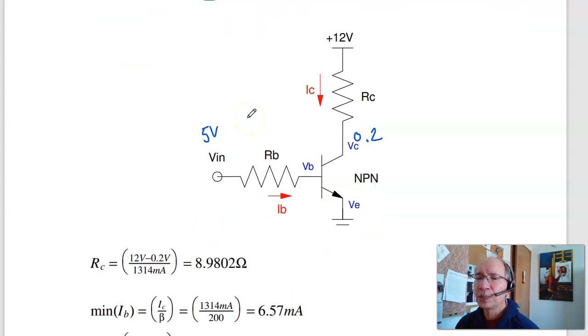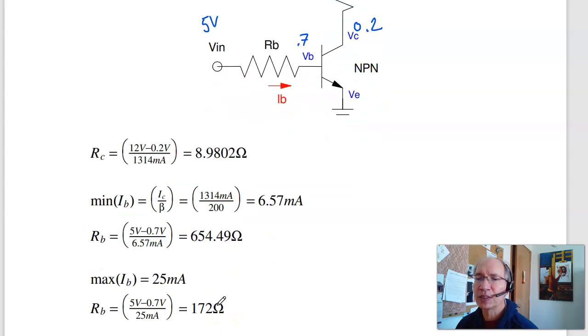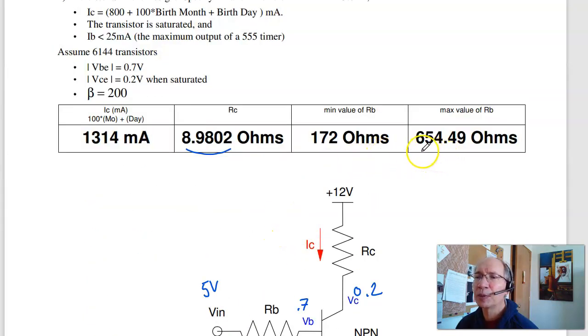The smallest that IB can be is, IB has to be at least enough to saturate the transistor, at least IC over beta, at least 6.57 milliamps. This is 5 volts, this is 0.7. 4.3 volts at 6.57 milliamps is 654 ohms. That's one limit. The biggest IB can be is 25 milliamps. So solving, 4.3 volts at 25 milliamps is 172 ohms. RB has to be between 172 and 654 ohms.